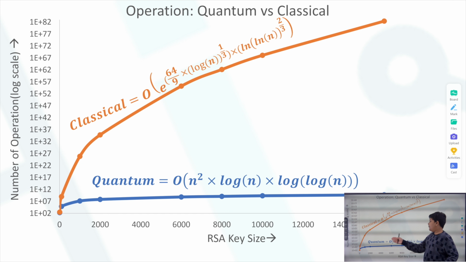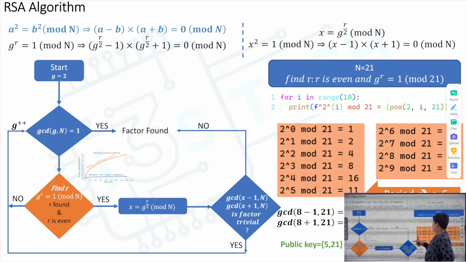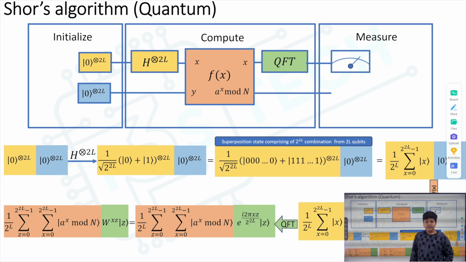Now, how does a quantum computer achieve such low operations? Well, for that, we can use Shor's algorithm. And this part will use quantum gates.